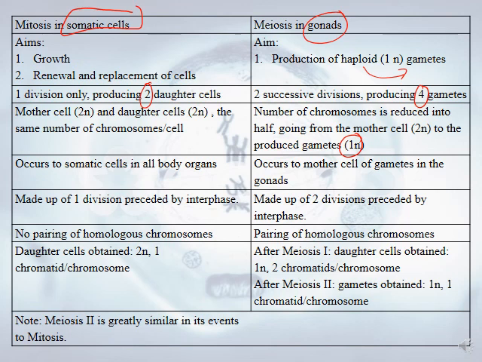Daughter cells obtain 2N, 1 chromatid per chromosome. So after meiosis 1, we have daughter cells 1N, 2 chromatids. After meiosis 2, 1N, 1 chromatid per chromosome. Note that meiosis 2, as I said, prophase 2, metaphase 2, anaphase 2, and telophase 2, are very, very similar to the process of mitosis.